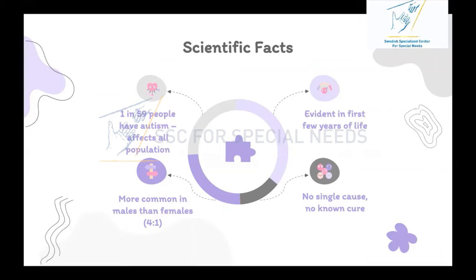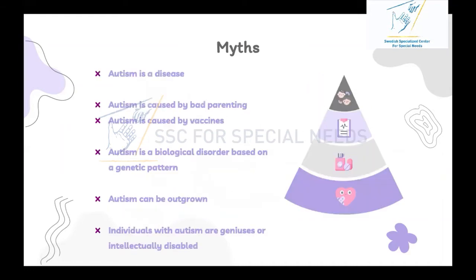Autism is more common in males than females. Boys are more likely, or 4 times more likely, to be diagnosed with autism than girls. There is no single cause, and also there is no known cure for autism. So let's first have a look at some myths and some misconceptions about what causes autism.